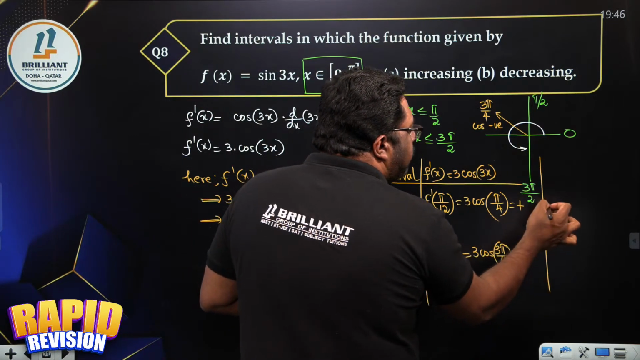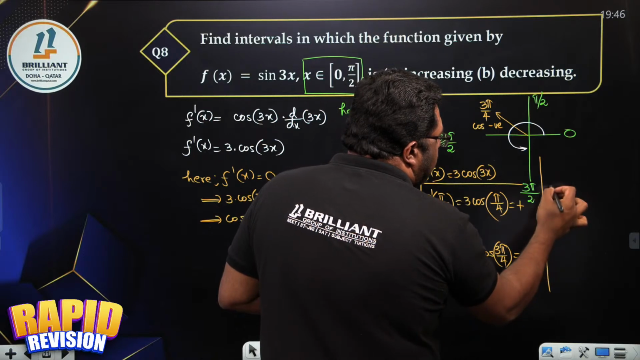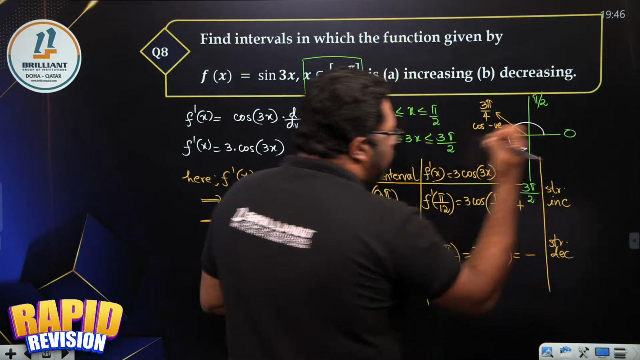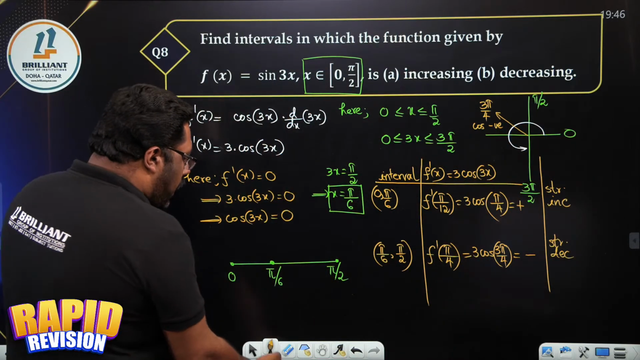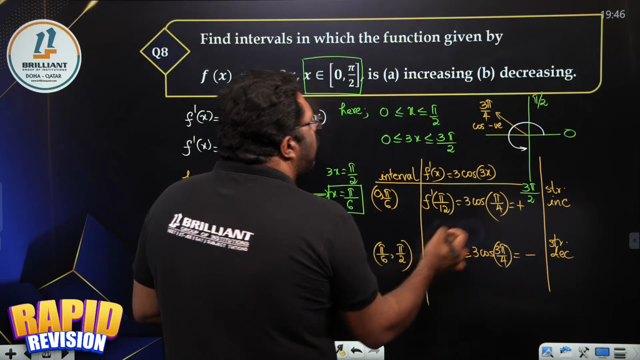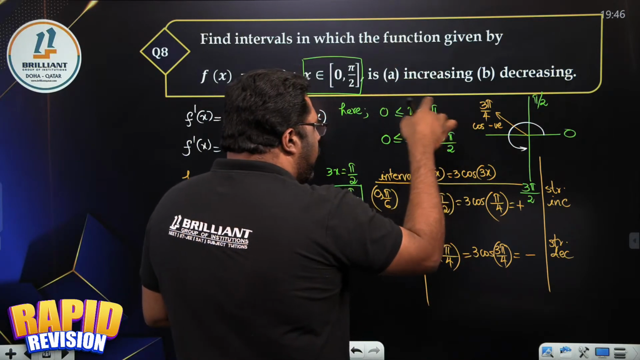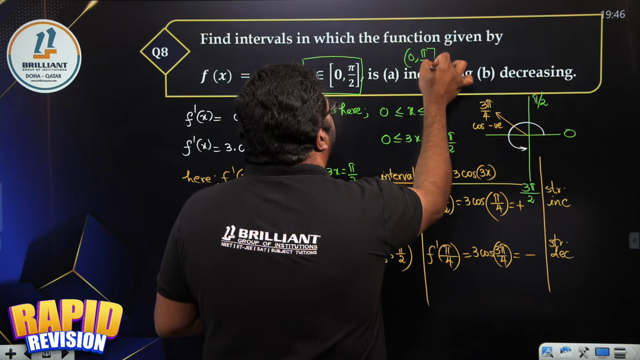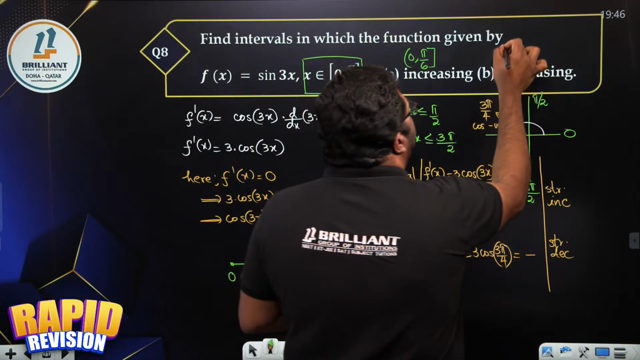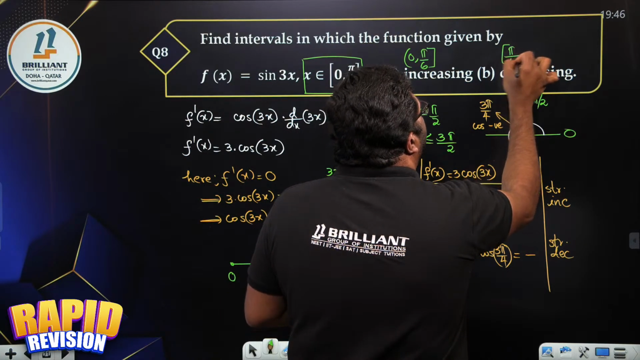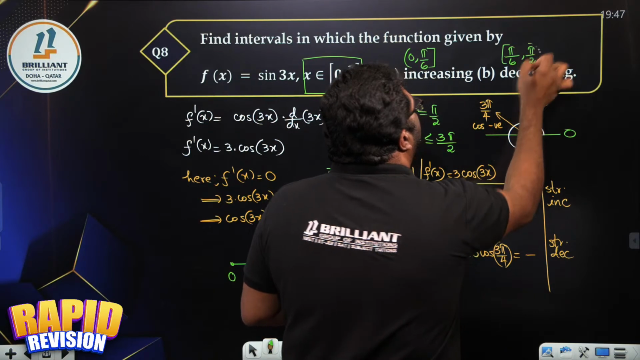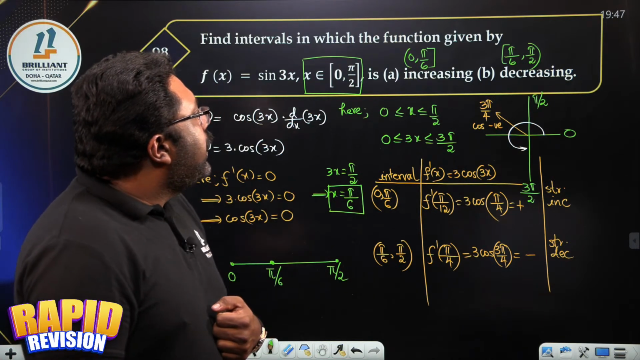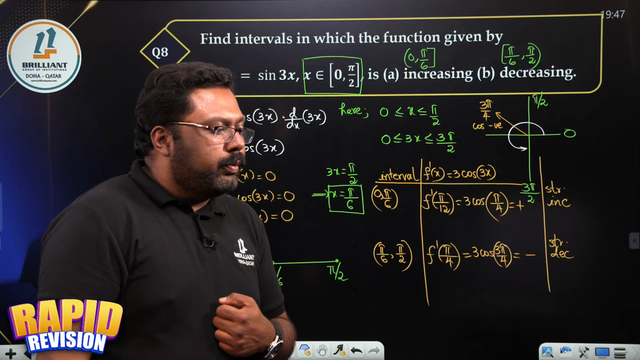Okay, so what's the nature? Strictly increasing or strictly decreasing. So what is your answer? Final answer, my dear students. You can write here: strictly increasing in 0 to pi by 6, strictly decreasing in pi by 6 to pi by 2.